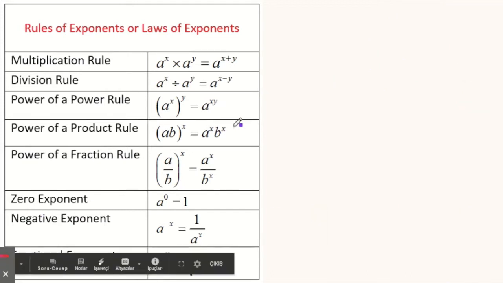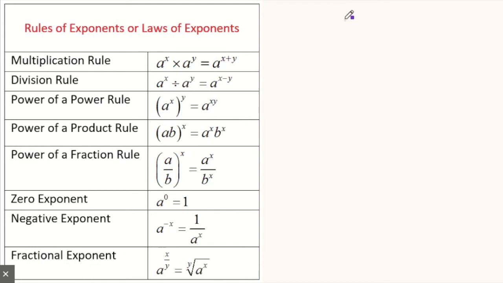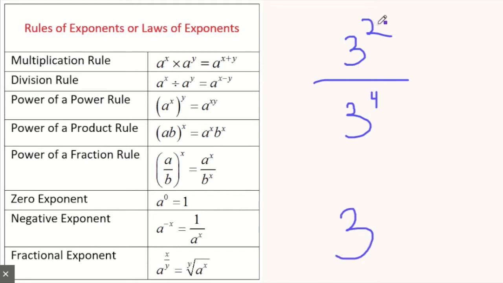The next rule we have is the division rule. What if we're dividing two exponents? In that case, you do the opposite of multiplying. You subtract the two exponents. For example, 3 to the 2nd power divided by 3 to the 4th power. In that case, you would just do 3, keep the base number, and 2 minus 4, which in this case is negative 2.